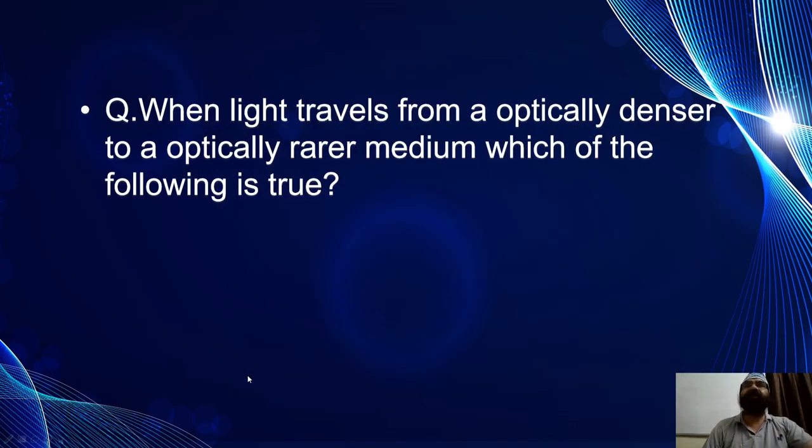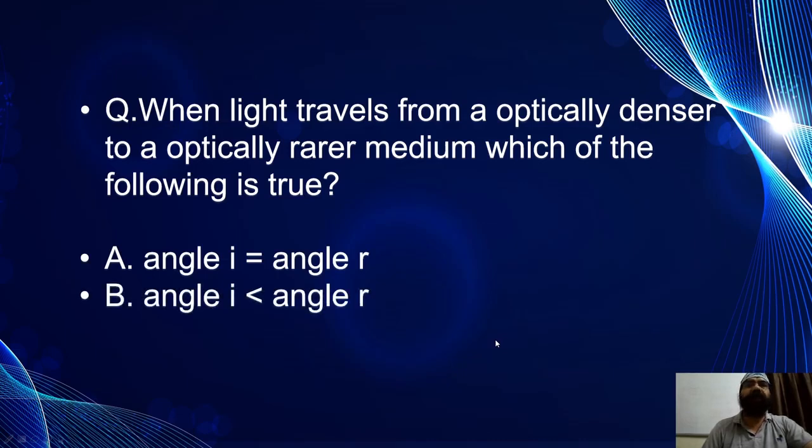So when light travels from an optically denser to an optically rarer medium, which of the following is true? You have to answer. A, angle of incidence is equal to angle of reflection. B, angle of incidence is less than angle of reflection. Or C, angle of incidence is greater than angle of reflection. You think, and by the time you think, I'll just make up my diagram.